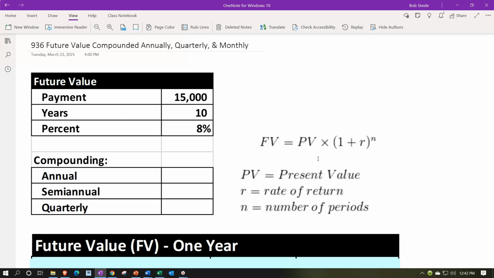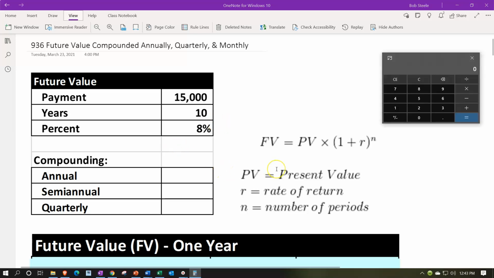So we have a future value of the 15,000, years are going to be 10, and then the percent is 8%. We'll start off with the annual, which is going to be the easiest because we don't have to make any changes to the years and percent. Then the semi-annual, where we do have to make a change and consider what the years and percent will be, and then same with the quarterly.